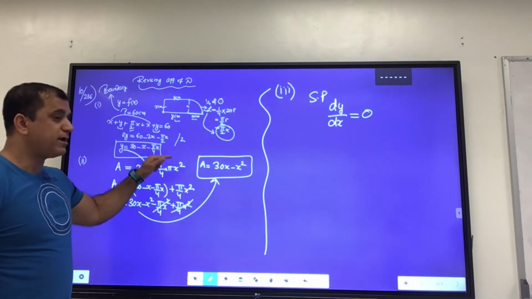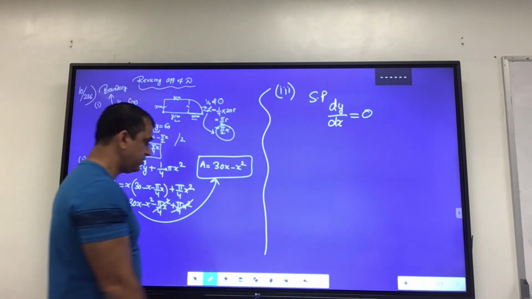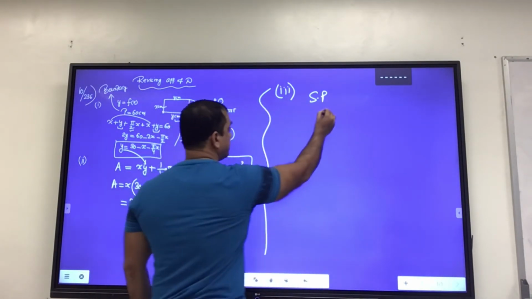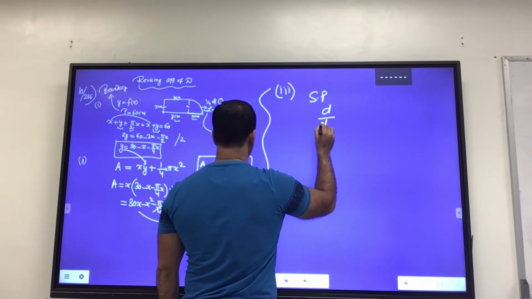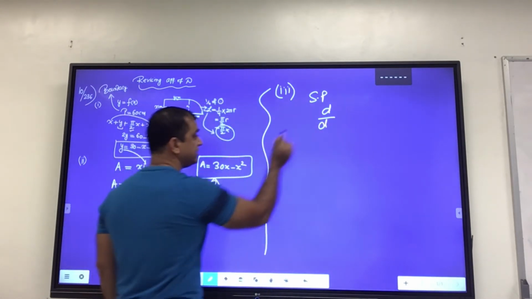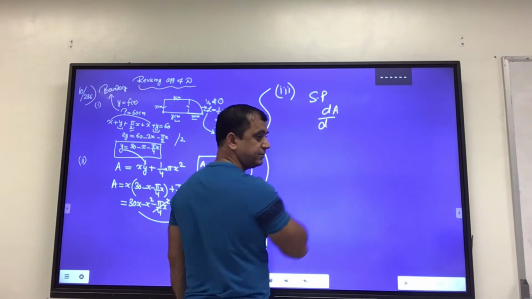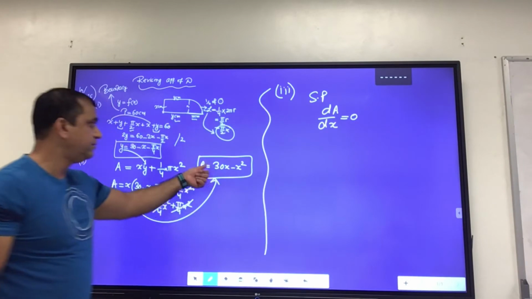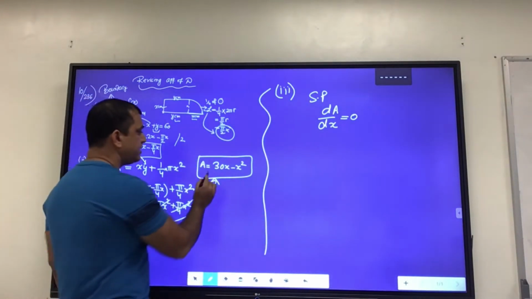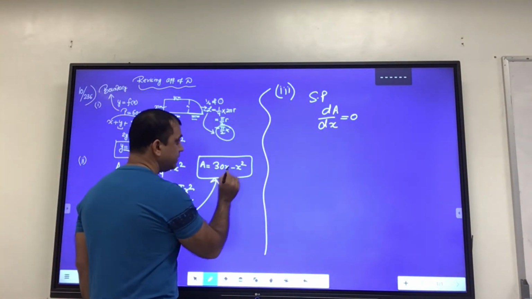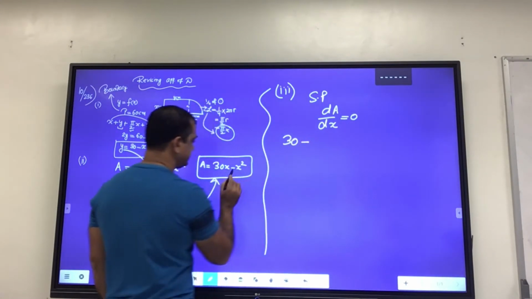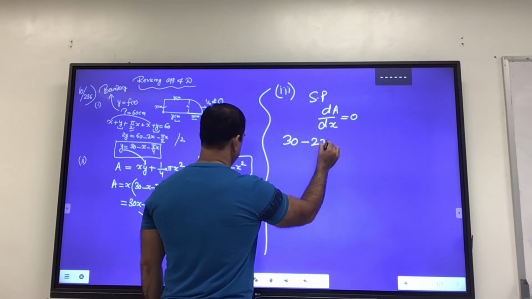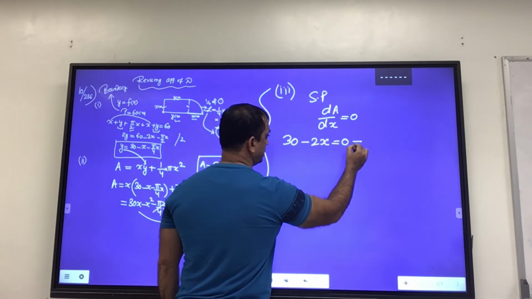But he is talking about area as a function. So I need to erase this one. So he wants area as function. So x is variable, area is function. I should not write y here. I should write A here. Right? So dA/dx equal to 0 means simple. Find derivative first. 30x derivative is 30 minus 2x equal to 0.